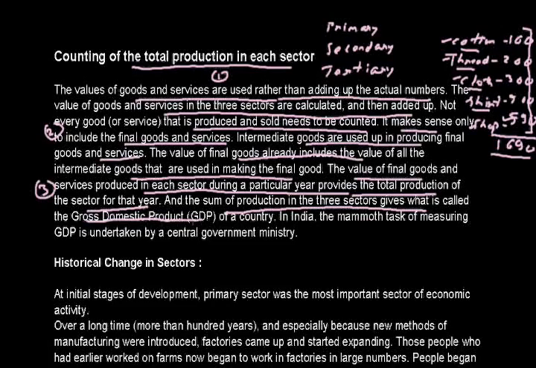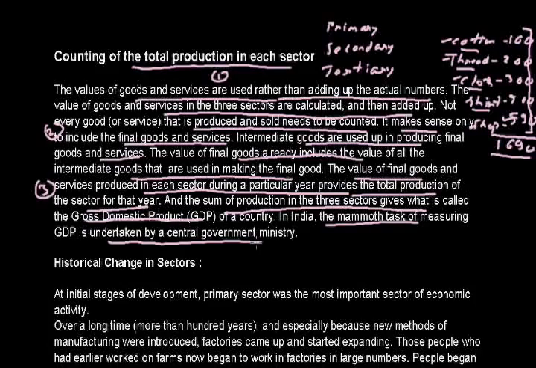Whatever is the outcome of primary sector, secondary sector and tertiary sector in form of value, that is counted, and the total gives you the GDP of that particular country. In India, the mammoth task of measuring the GDP is undertaken by a central government ministry. So this is the way by which the counting of total production in each sector is done. First of all, the value of final goods and services are counted. The second one, it is counted in value only. The third one, in each sector, whatever is the total amount, that is counted, and then all the three sectors are counted jointly. That gives you the GDP of the country.